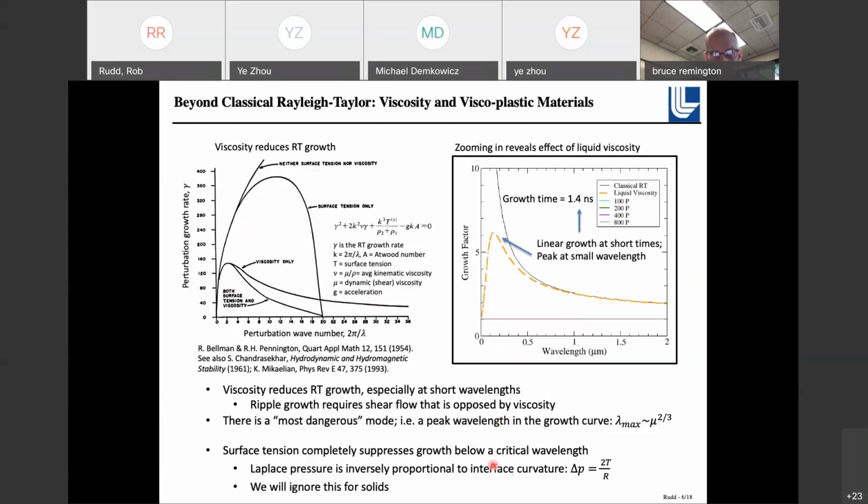And similarly, if you include surface tension, there is actually a wavelength at which the perturbations no longer grow, and that's because surface tension resists the curvature of the interface, and that actually suppresses the flow. But we're not going to really worry about that for solids.